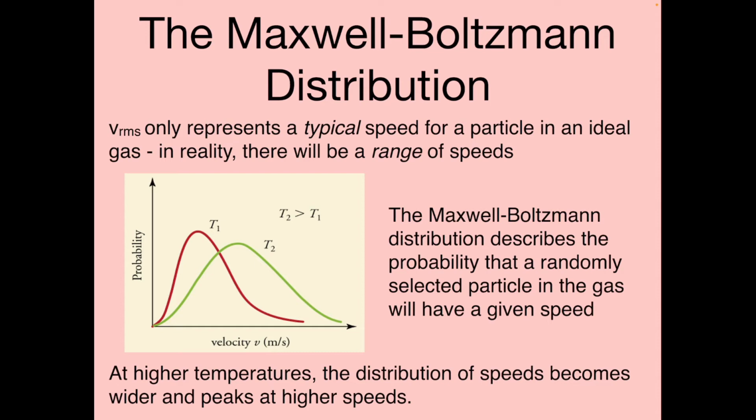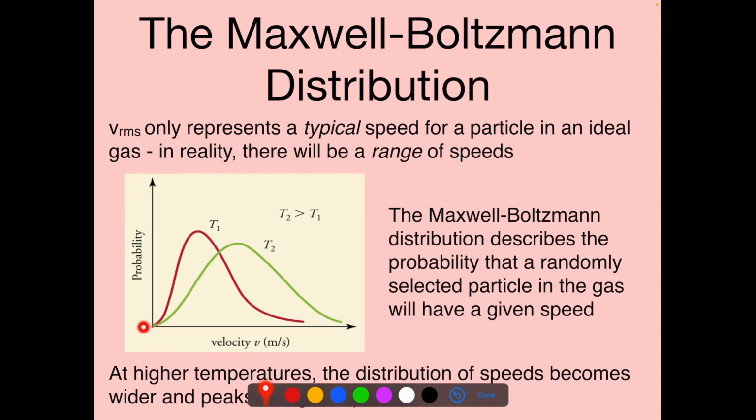But the Maxwell-Boltzmann distribution describes the probability that a randomly selected particle in your gas is going to have a certain speed. So we can actually plot this out by putting probability on the vertical axis and then speed on the horizontal axis. So where we have very large values of the probability, that means you're going to have a lot of particles with that speed. But where the probability is very low, you won't find that many particles with that speed. So the curve generally looks like this.